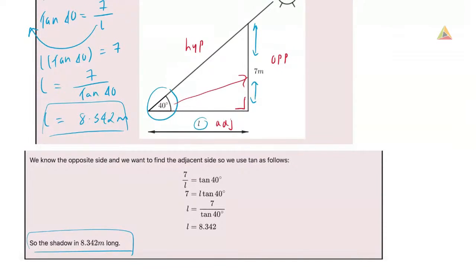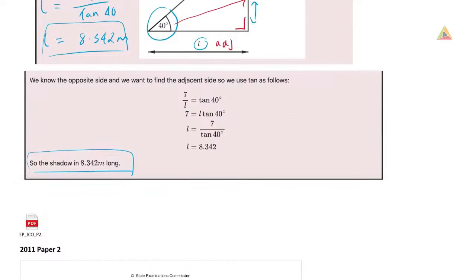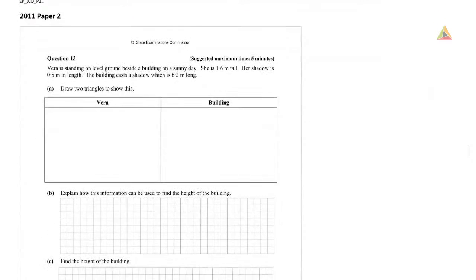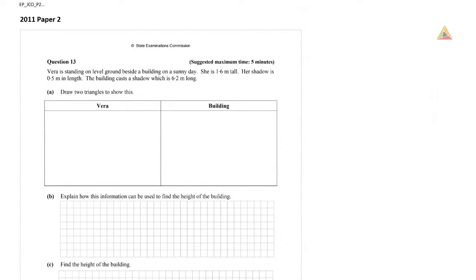So that answer I've just done above. Okay, so we're on to some exam questions now. So the first one I have here is 2011 paper 2, question 13. So Vera is standing on a level ground beside a building on a sunny day. She is 1.6 meters tall and her shadow is 0.5 meters in length. The building casts a shadow which is 6.2 meters long. Draw two triangles to show this.